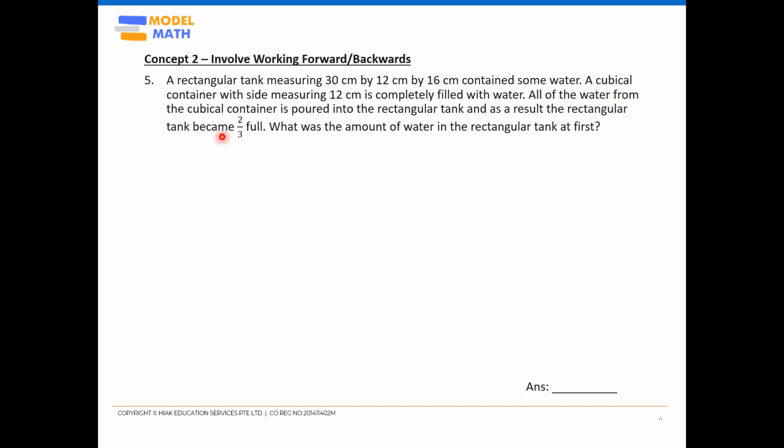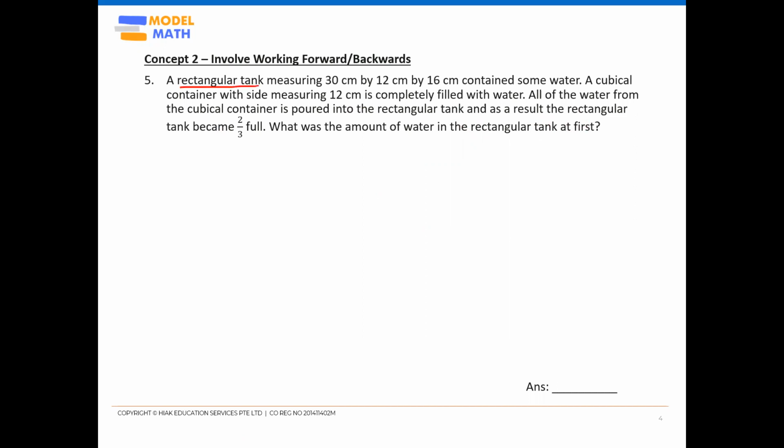All of the water from the cubical container is poured into the rectangular tank. And as a result, the tank became 2 out of 3 full. What was the amount of water in the tank at first? All right, so the idea is this. There is a change involving the water in the original rectangular tank.